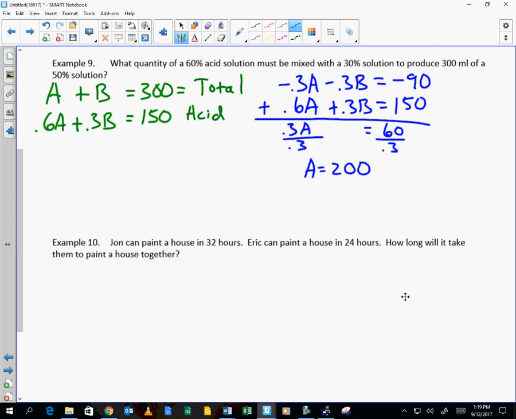So what does that tell me? And 100 milliliters of 30%. Do you see how those are similar? Yeah. Okay.